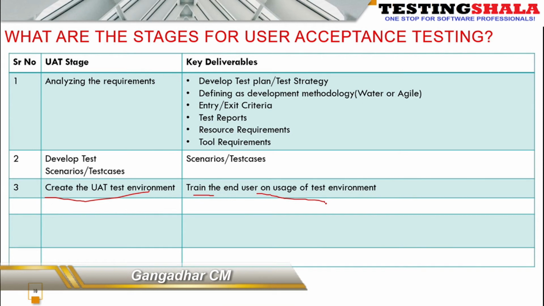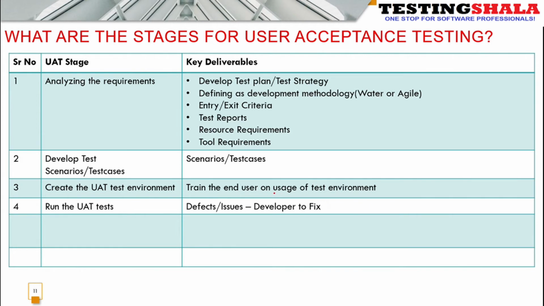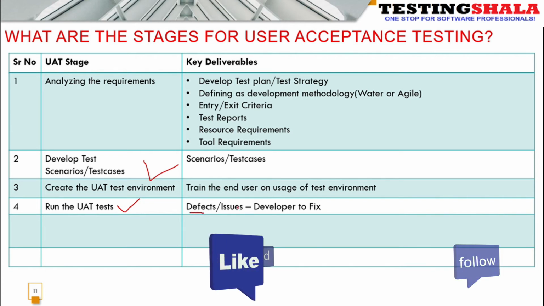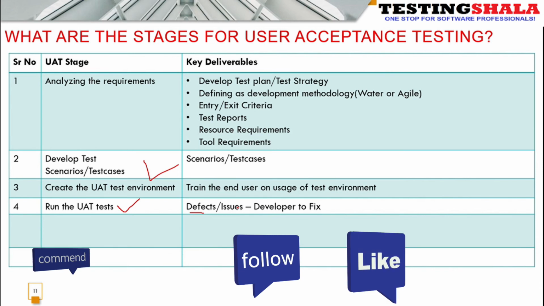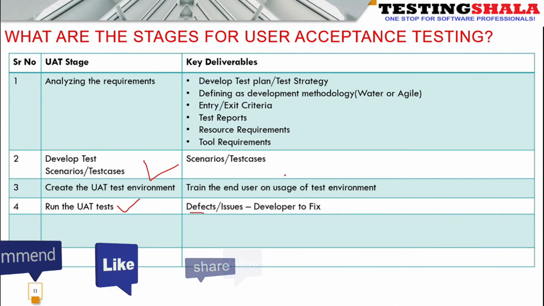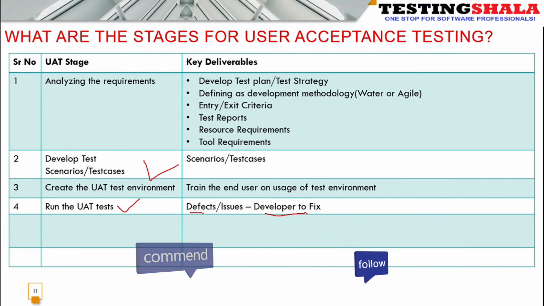Then we move to the fourth stage. Once the environment is ready, we execute the test cases we created earlier, running them against the application. When we run them, we will find defects or issues. Definitely, when we start executing the test cases under UAT, we will find defects and issues that the developer has to fix before we release the product to the customer. That is a very crucial aspect of this UAT stage, where we try to find as many issues as possible before we put the application onto the production environment.